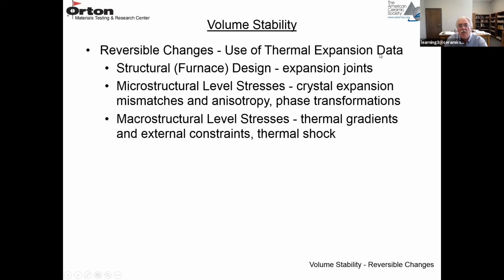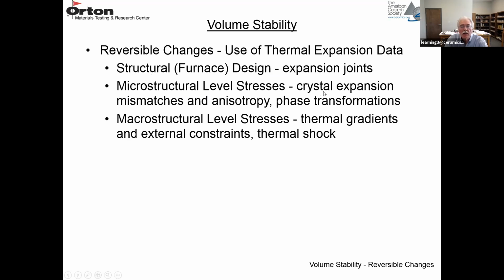So where do you use thermal expansion data? You use it in furnace design. There's usually a metal shell in a furnace that is a constraint. So you have to know the thermal expansion of the material to allow thermal expansion joints or gaps in the structure.